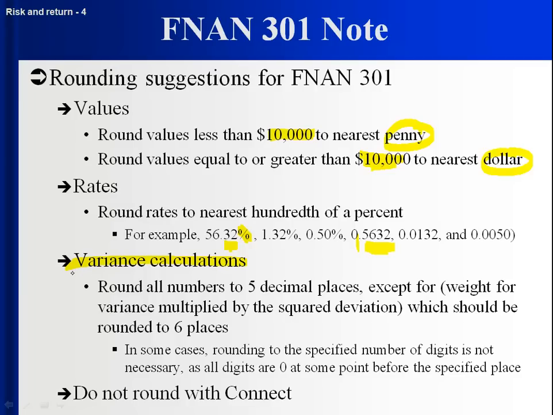Here's something new. If you're doing the variance calculations, you want to round all numbers to 5 decimal places, except for one, which is the weight for the variance multiplied by the squared deviation. Because that number can be quite small, you want to make sure to go to 6 places. If you only go 4 or 5, you could wind up cutting off important digits, and because of rounding, coming up substantially different than what the true answer is. If you're doing Connect homework, don't round.